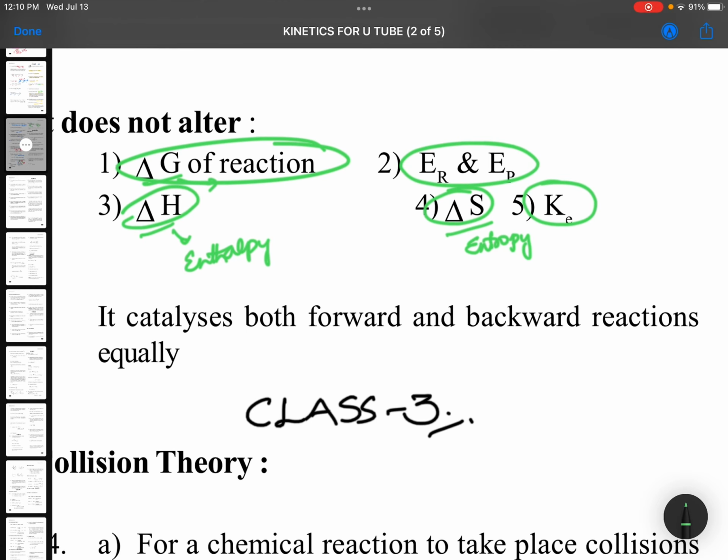A very interesting thing is, if a forward reaction is catalyzed, it means the backward reaction is also catalyzed. For example, A gives rise to B, if this is a reversible change, and more B is formed, then definitely the backward reaction is also catalyzed, because when more B is there, the reverse reaction is also possible. So A to B, B to A. That means a catalyst increases both forward as well as backward reactions.